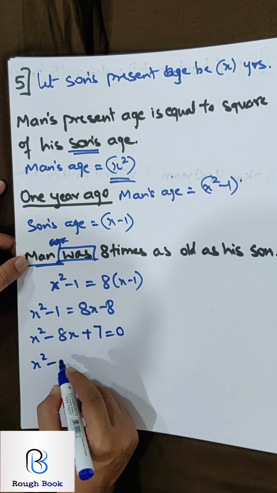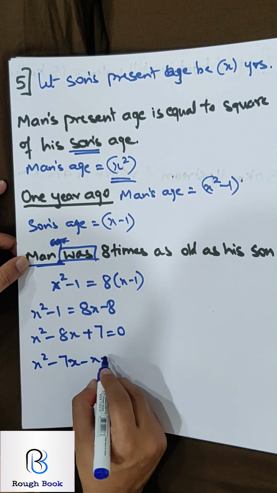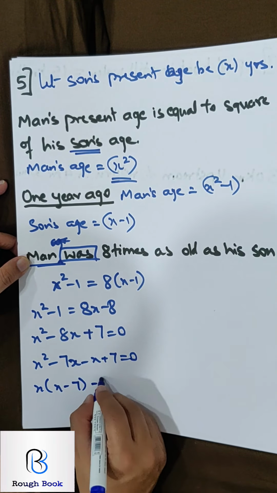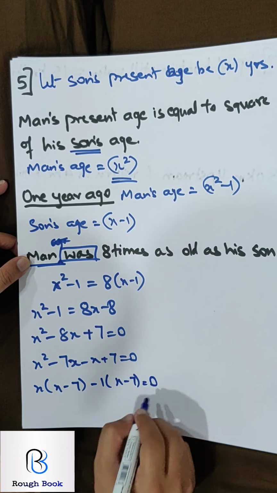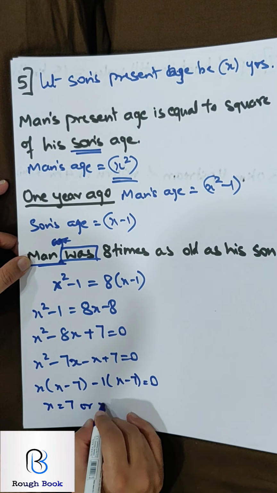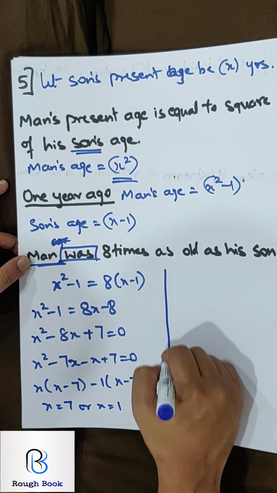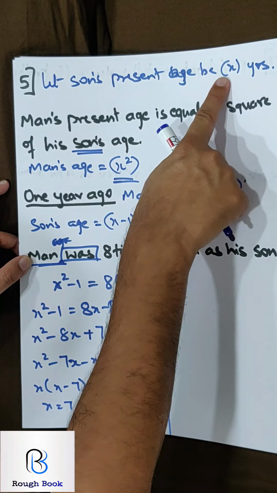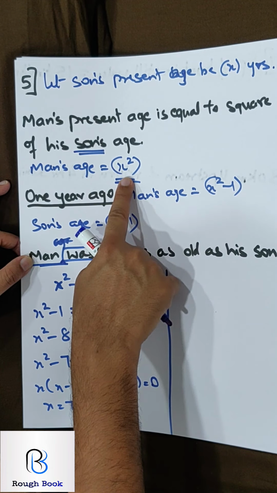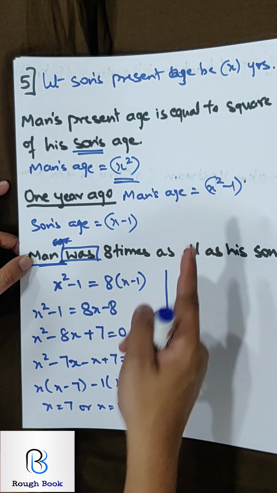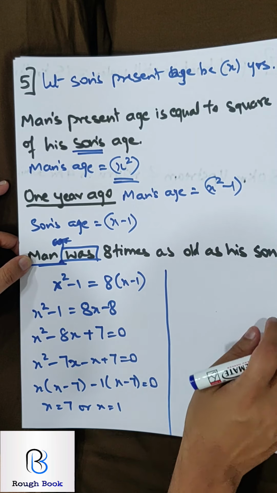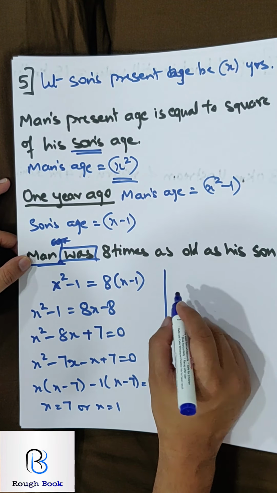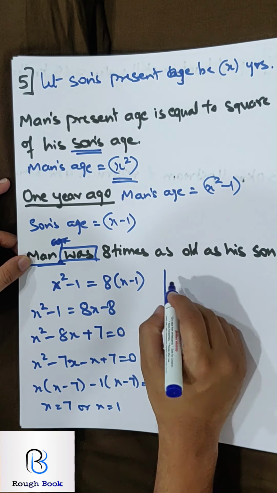Splitting the middle term. So minus 7x minus x plus 7. So x common minus 1 common. So I get x as 7 or x as 1. Now which one should I consider the age of the son? So if I take the age of the son as 1, what will be man's age? 1 square, so 1. So man and son both 1 year. Possible? Obviously you cannot. So you are going to go with the other one, but you'll have to write it.